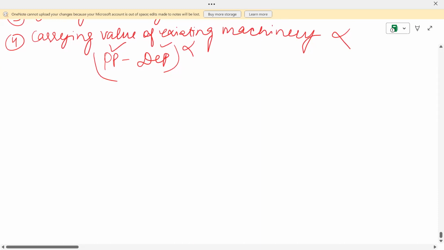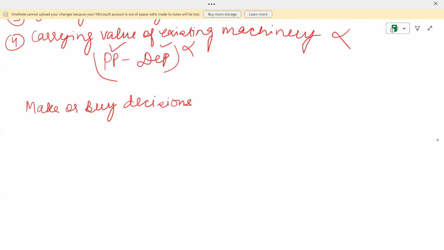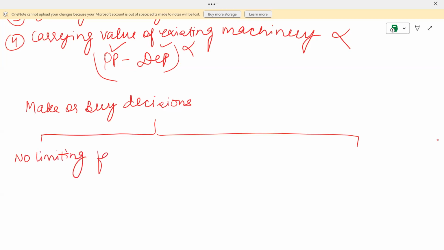Now let's talk a little bit about make or buy decisions. When it comes to make or buy decisions, there can be two scenarios. The first scenario is that you have no limiting factor: every resource that you need, in whatever quantity, you have that. In such a scenario, the relevant costs will just be the differential costs between the two options.